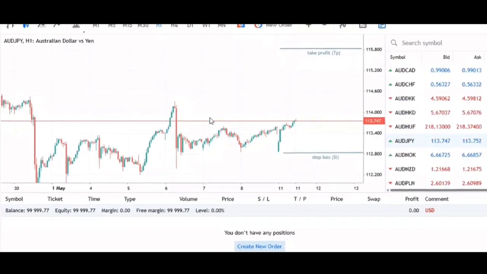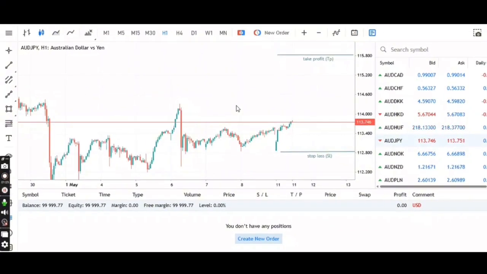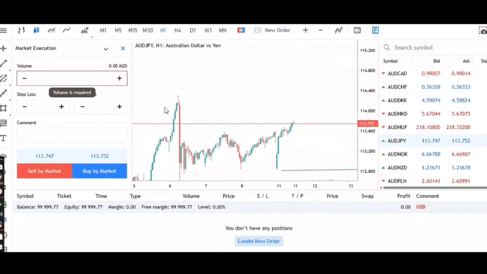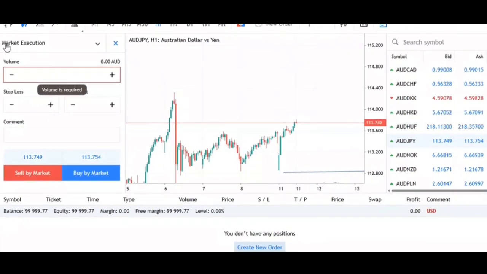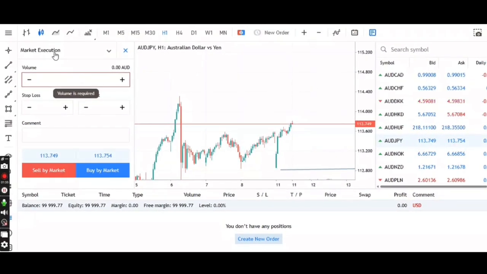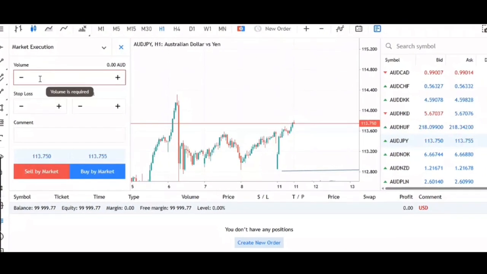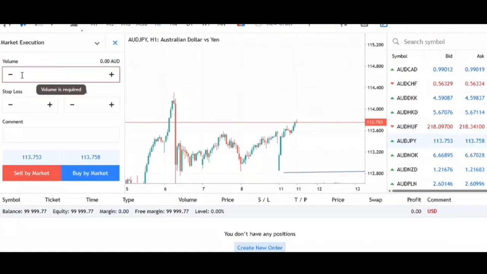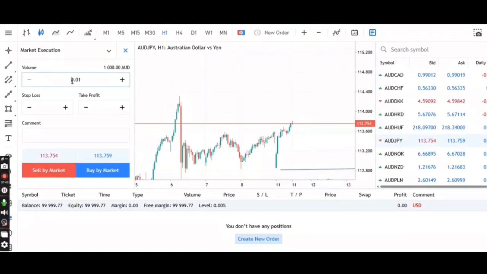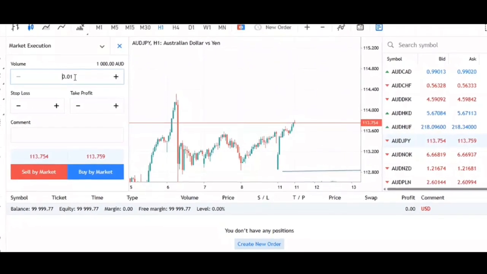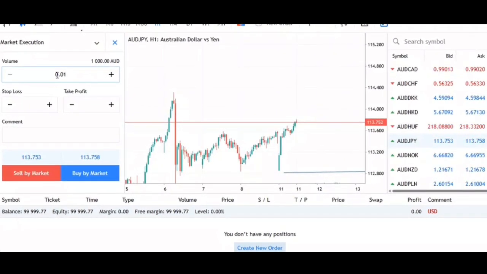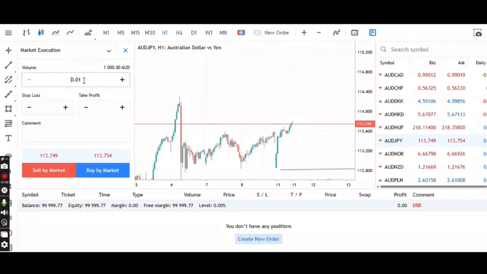So without wasting much time, let me show you how you can enter an instant order, which is very easy. All you need to do is click on new order. Then if you look at this particular point, you can see that it says market execution. It means just click buy or sell, and you will be in the market. Here it says volume. Volume means your lot size. You can adjust this lot size to any number you want depending on your account. But let me say I want to take a lot size of 0.01, and then the next thing is to set your stop loss and your take profit.